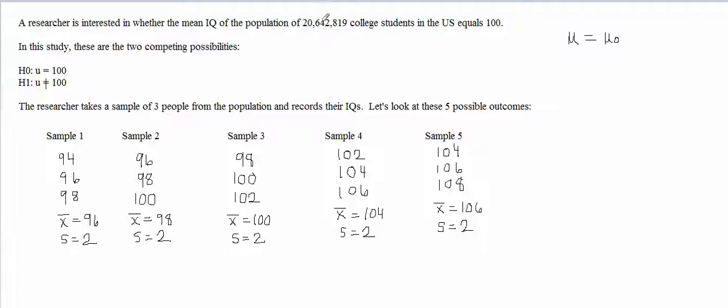So the main point is that the null says that the population mean equals a certain number, not that the sample mean equals a certain number. So now let's calculate these t-scores.